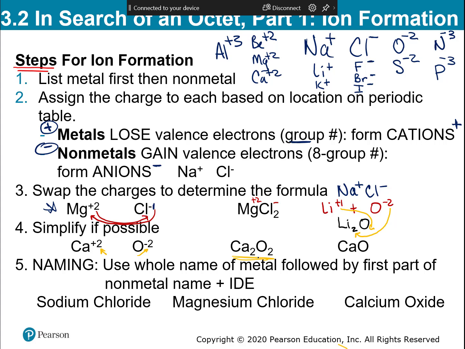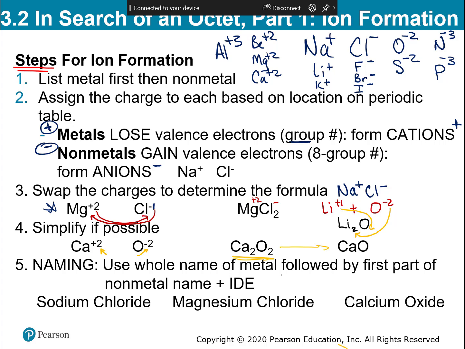This doesn't happen very often, but this would be an example where I would want to make sure that I simplified the ratio of calcium and oxygen. Since calcium's a +2, oxygen's a -2, I can simplify the ratio to just CaO.